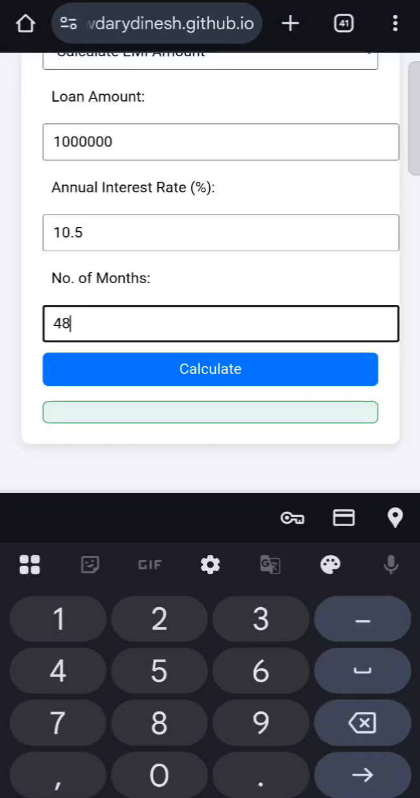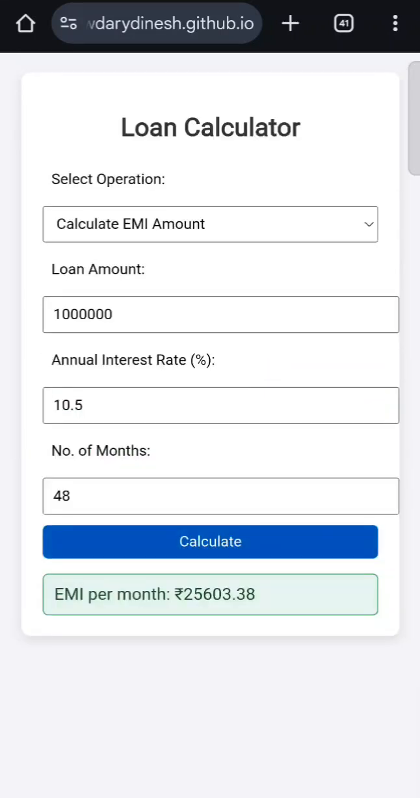Let's say you wanted to pay for only 40 months. It's not 3.5 years, or it can be anything else. It's 40 months, and in those cases it will be very useful. So we have come up with this number of months field. Okay, so let's say right now I provide a loan amount of 10 lakhs with a 10.5% annual interest rate, and the number of months I want to pay is 48 months. So the EMI is 25,603. This is a simple one.